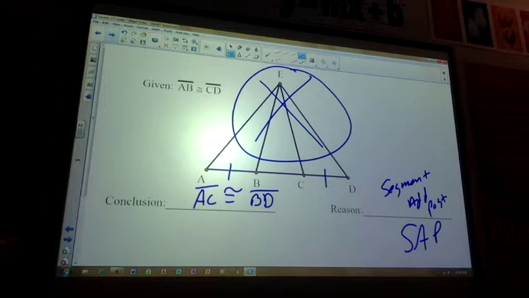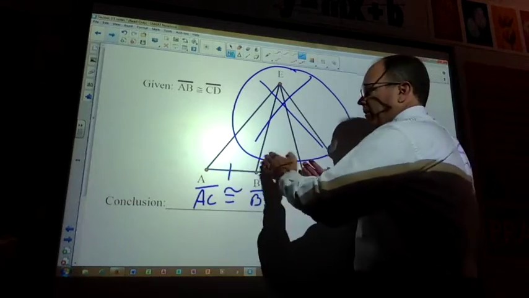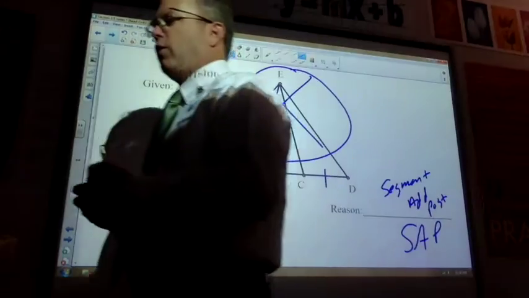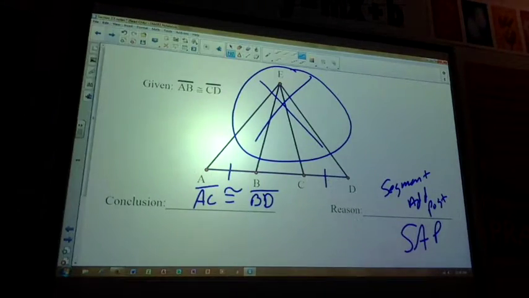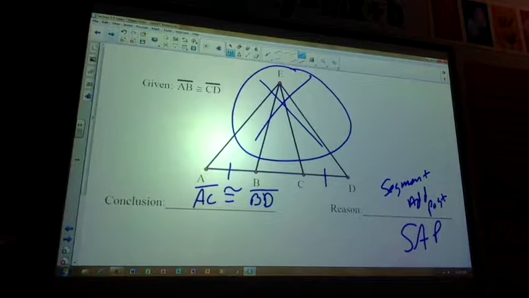So again, sometimes we might be just looking at the segment itself. It might have more information in the picture, but we're just looking at the segments. So the reason is because you're adding BC to AB and CD. That's why. So I have two congruent segments, and I'm going to add the exact same thing to each one. Okay?